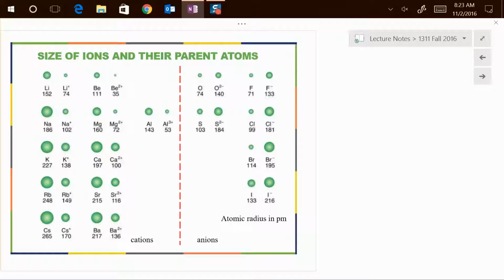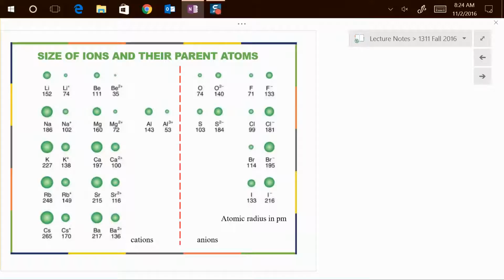But when it became an ion, it lost its electron. It dropped down to 74 picometers. Okay? But look at beryllium. Beryllium went all the way from 111 to 35 picometers because it has 4 protons and only 2 electrons. So those electrons got pulled in super duper tight. So that's probably the smallest atom you're going to get. Right there. Beryllium, 4 protons, those 2 electrons. There's no other situation like that.